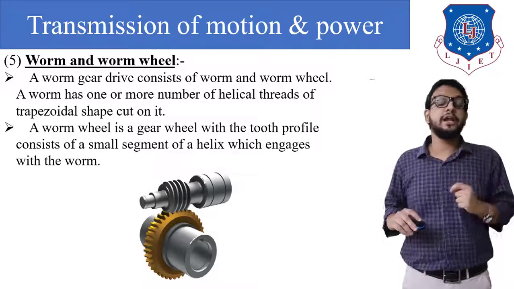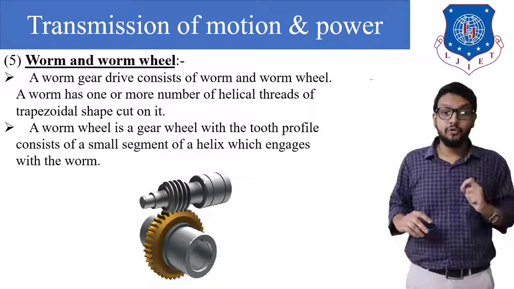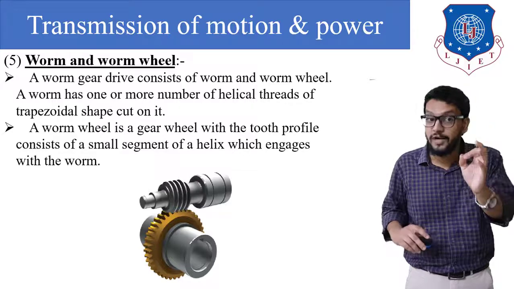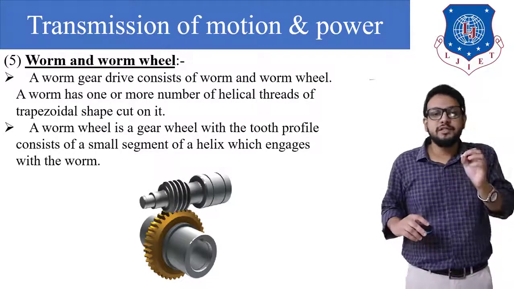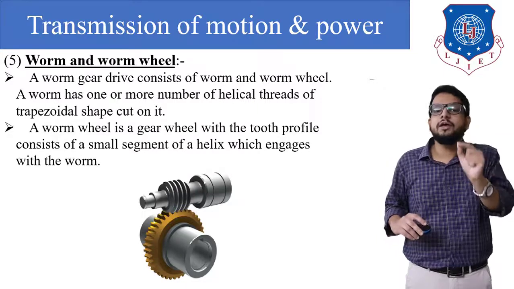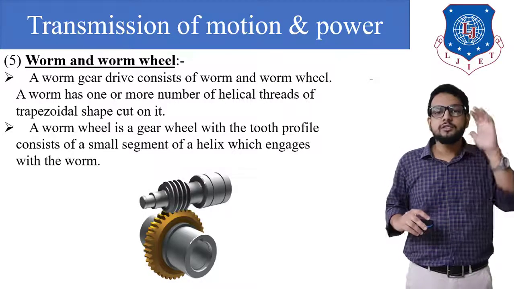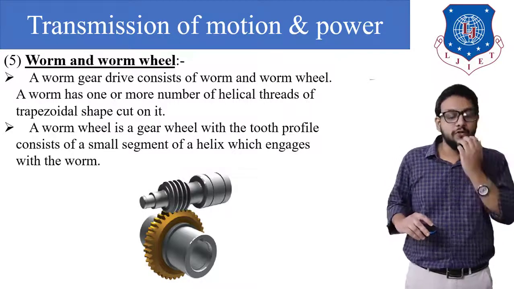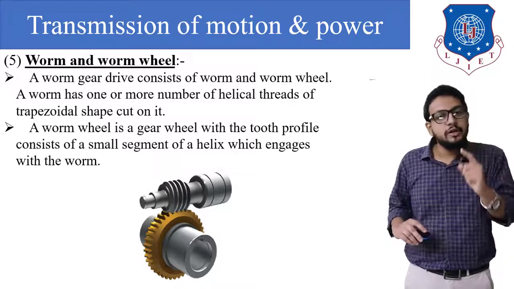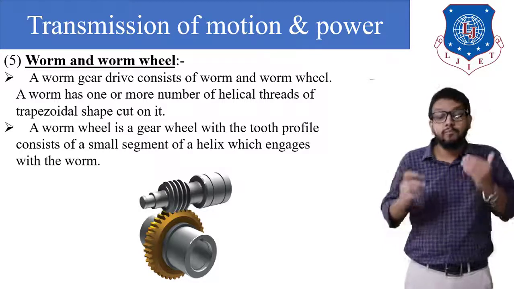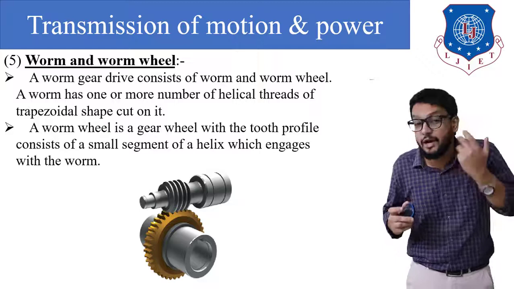Another most important characteristic is that it can be used for high speed reduction. A high speed reduction ratio can be obtained by this arrangement. Now the question is how. In most cases, the worm is connected to an electric motor which is rotating at a high speed, and when it is required to step down the speed to a much lower rate, for example, the speed of the electric motor is 2000 rpm, so the worm will rotate at 2000 rpm, and the speed required at the machine shaft is 10 times lesser, that is 200 rpm.